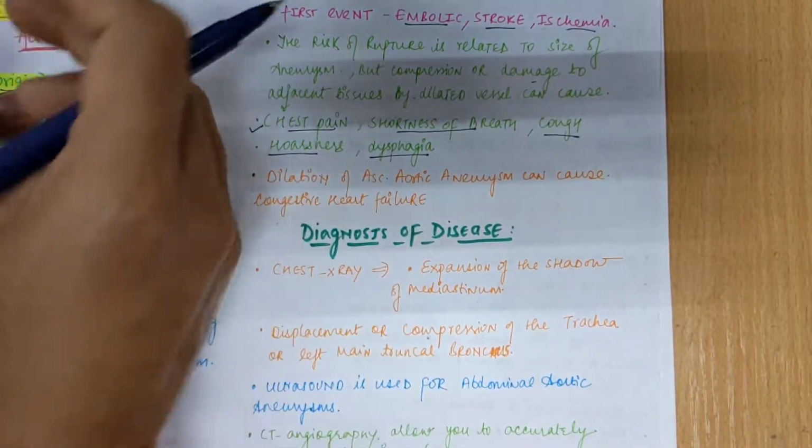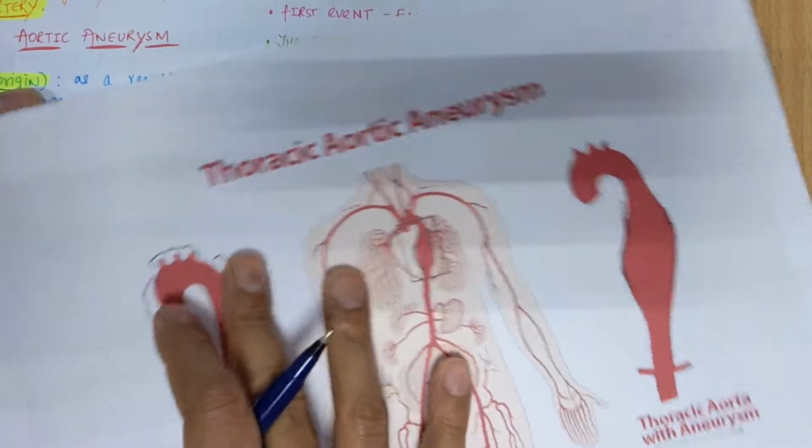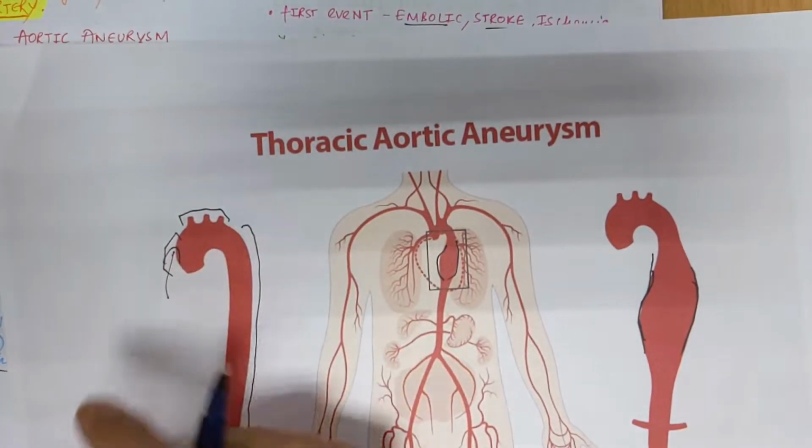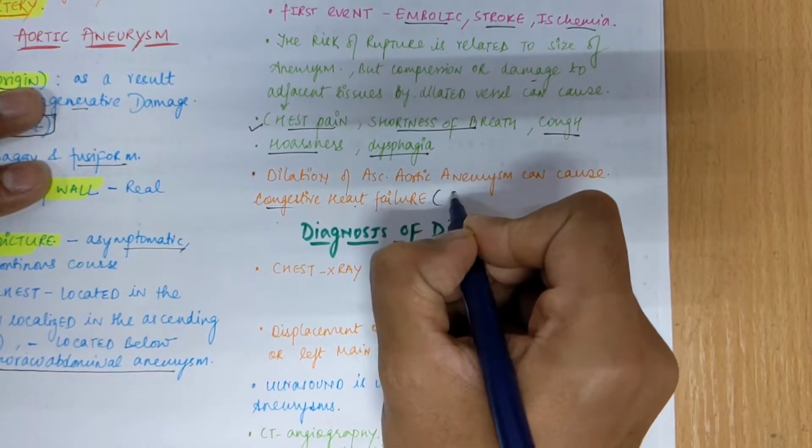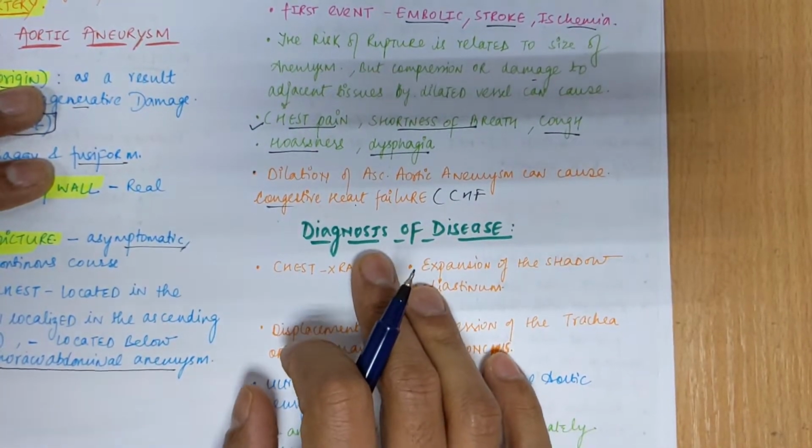So if there is any dilation in the ascending part of the aorta, there are chances of developing congestive heart failure, CHF. Now, what is the diagnosis?